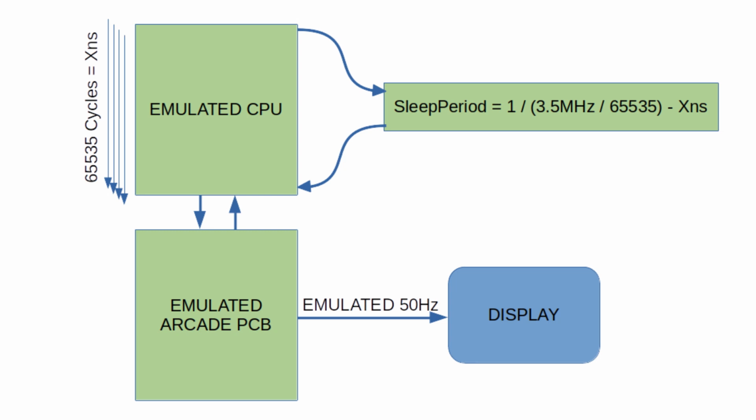So this diagram shows how I have to do it for my emulators. In my emulators, I've got an emulated CPU, so the actual frame rate depends not just on the physical hardware CPU, but also on the rate of my emulated CPU. And in order to do that, I let my emulated CPU do 65,535 CPU cycles before I do a delay.